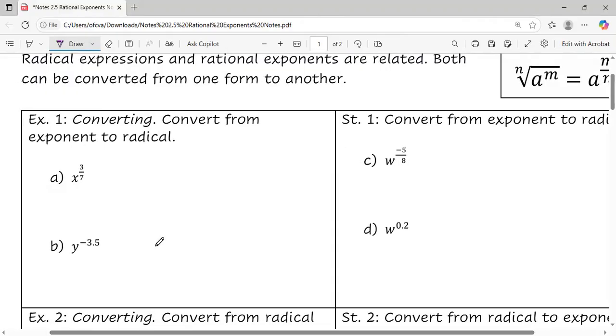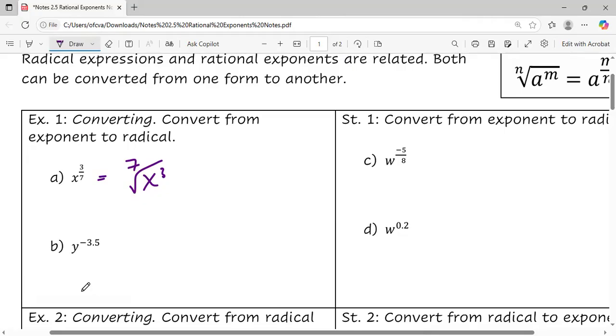So if I keep track of that rule, then what I have here is a base of x with an index of 7 and a power of 3. So that becomes the 7th root of x to the 3rd. The 7th root of x to the 3rd. And that's pretty much what you need. That's the only thing you need to do to convert from one to the other. If you can convert from exponent to radical, you can also convert from radical to exponent. So that's the answer for that one.